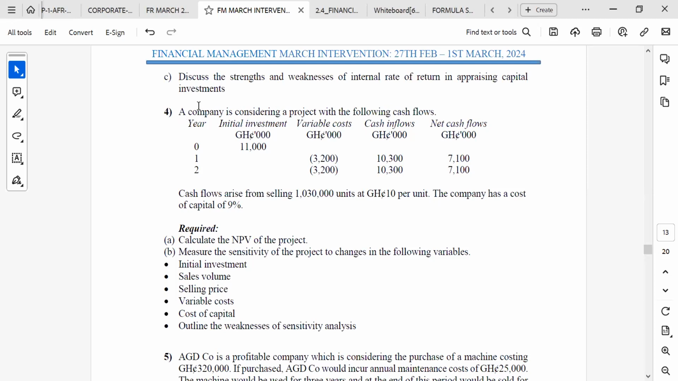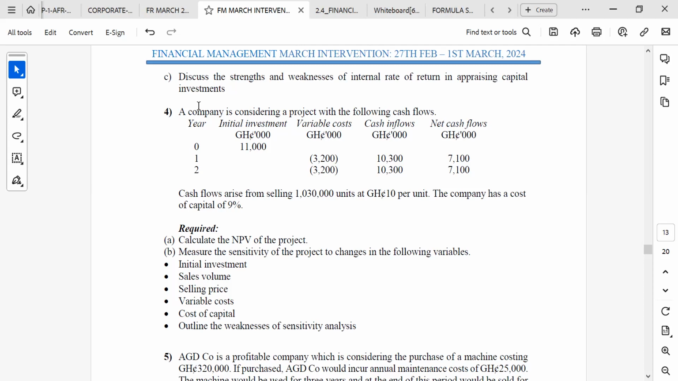Let's look at sensitivity analysis, what it is and how we calculate it. With sensitivity analysis, we are just looking at how the NPV that we have calculated is going to respond to a change in the variable items. We are saying that our selling price per unit is going to be 10 cedi for every year. What if there is a change in the selling price? What if the selling price increases by 5%? What will be the effect on the NPV?